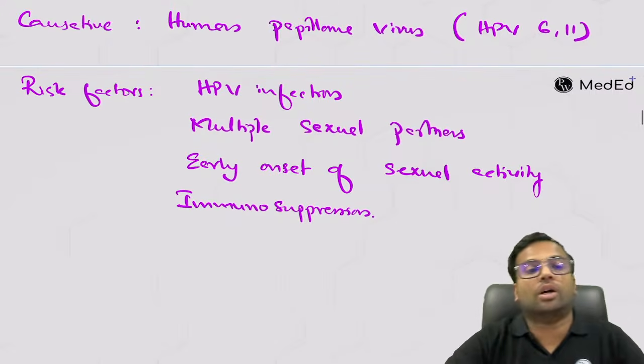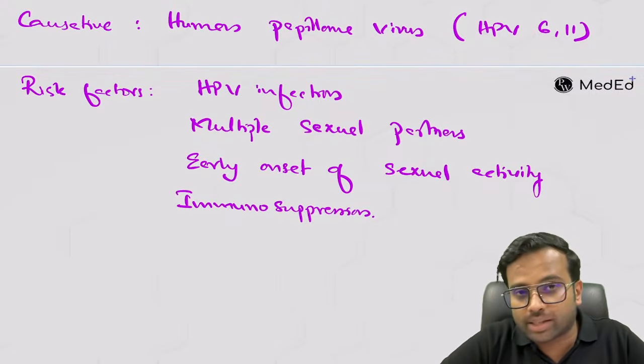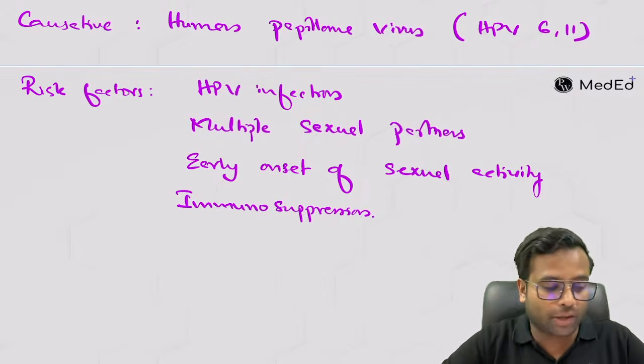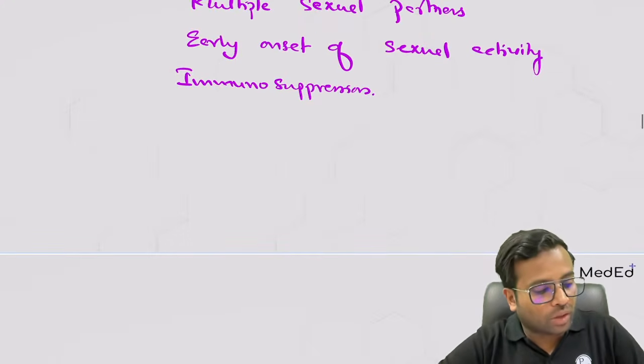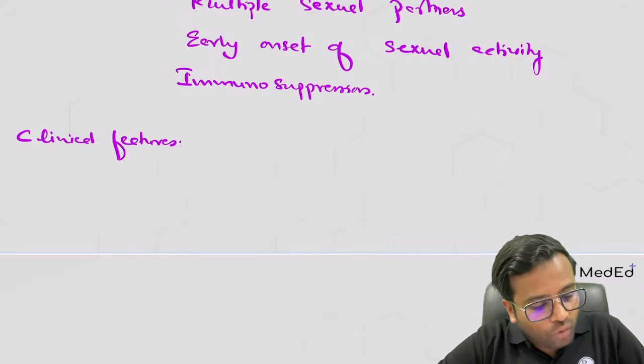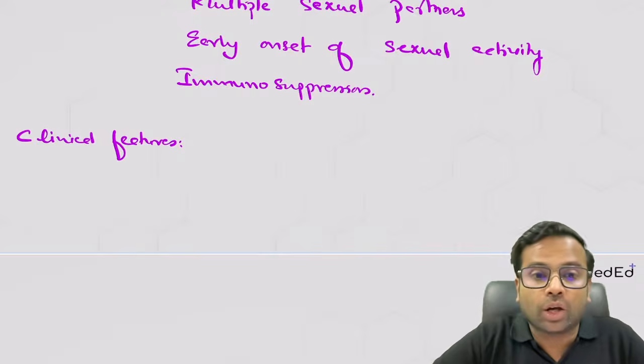Immunosuppression can also be one of the risk factors involved in cases of human papilloma virus infection, which is called Condyloma acuminata. Then let us write down the clinical features. How will a Condyloma acuminata look?